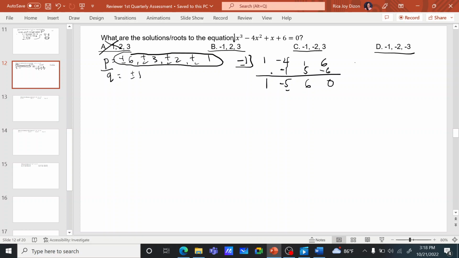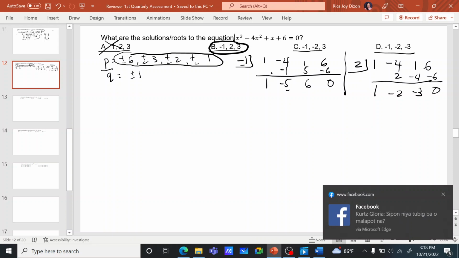Now, let's try if 2 is a root. Okay, let's write down the coefficients. 1, negative 4, 1, 6 by synthetic division. Bring down the first number. 1 times 2 is 2. Add, that's negative 2. Multiply, it's negative 4. Then you add, that's negative 3. Multiply, negative 6. That's 0 remainder. Meaning 2 is a root. Okay, so we're left with letter B only.